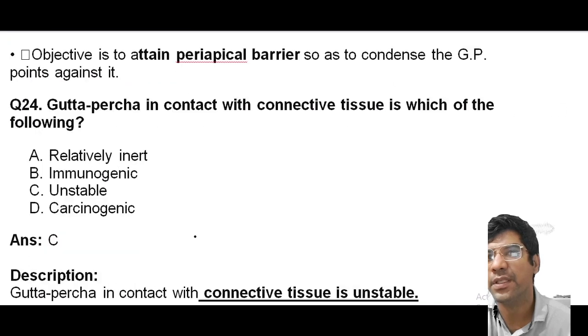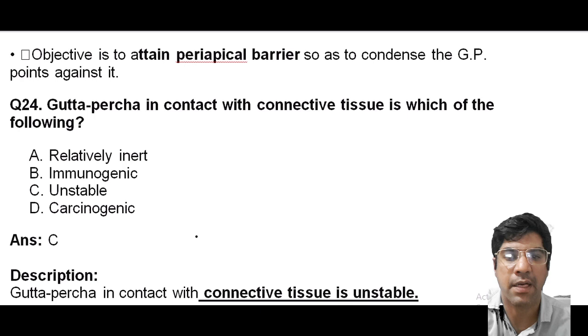Moving to the next question. The gutta percha in contact with the connective tissue is which of the following?